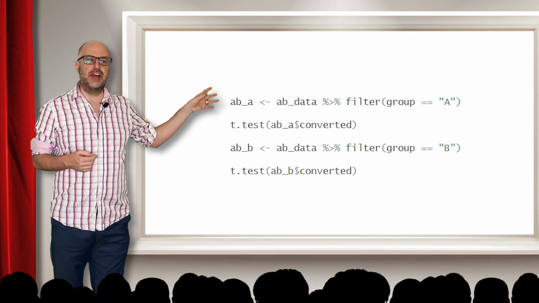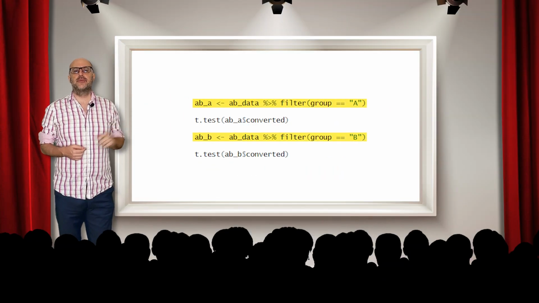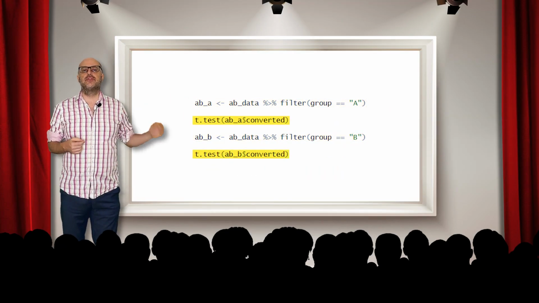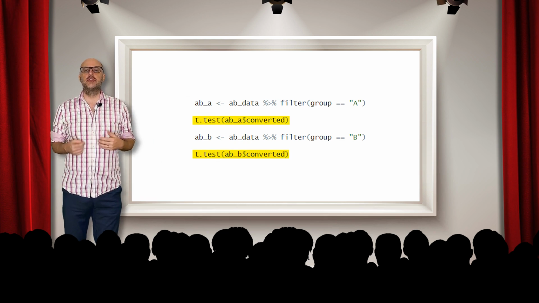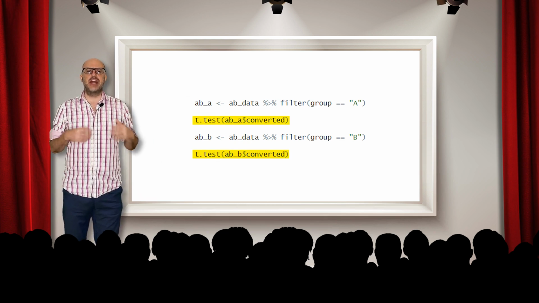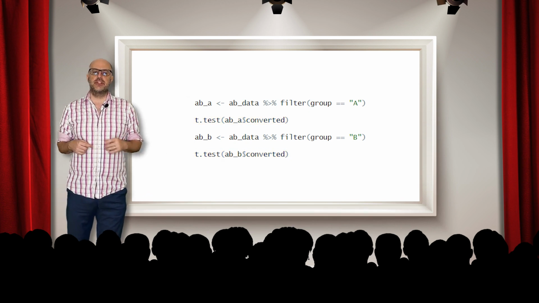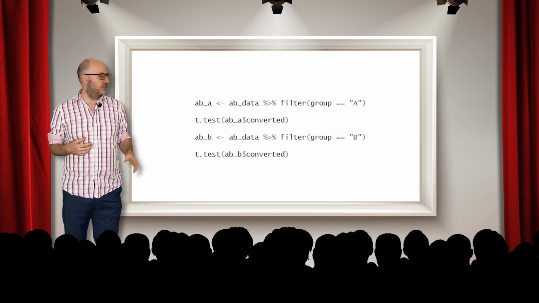There's a few ways to calculate the confidence intervals, the first being to do a t-test for each group individually using code my interns have right here. Lines 1 and 3 filter the AB data by their groups, and then lines 2 and 4 run t-tests on each group individually with a null hypothesis of converted is not equal to 0.